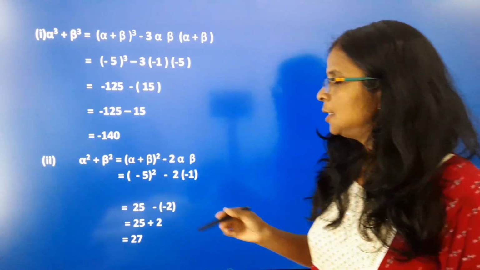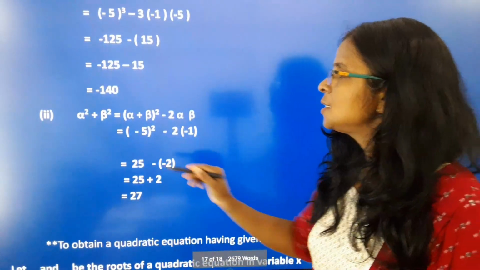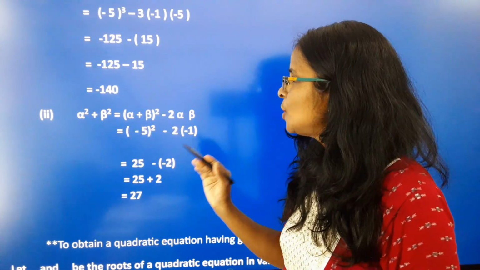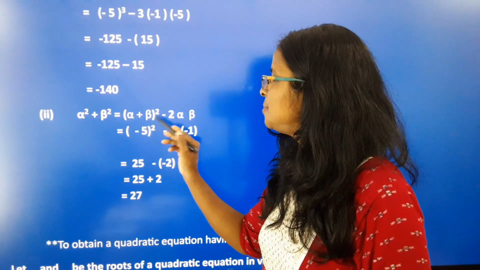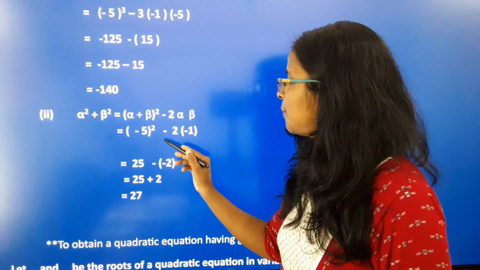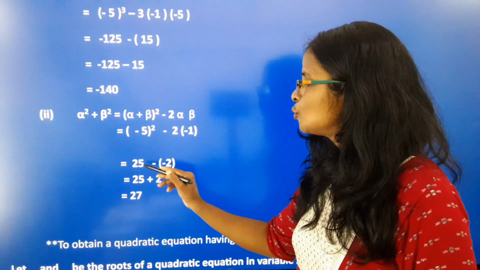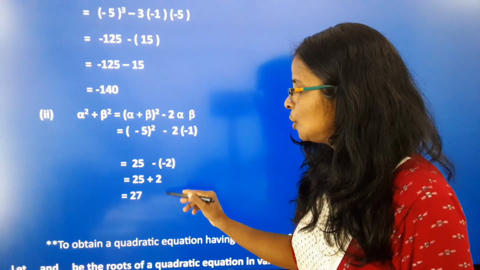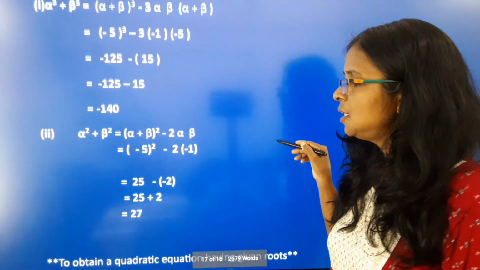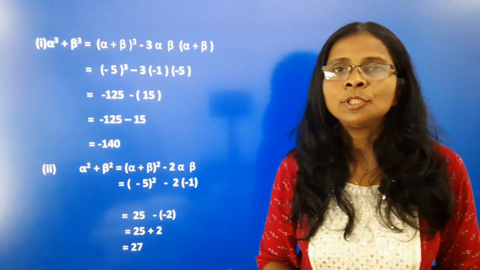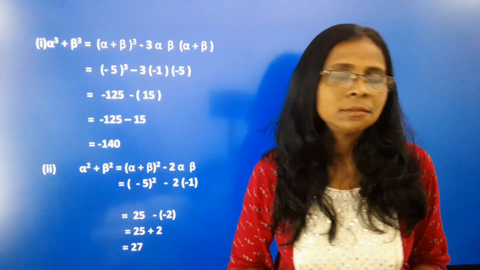So now second, that is the square of α plus the square of β is equal to, the formula is (α + β)² - 2αβ. So the square of -5 minus 2 into -1, so 25 minus of minus 2, so 25 + 2, which is equal to 27. So here this way we can find out the values.